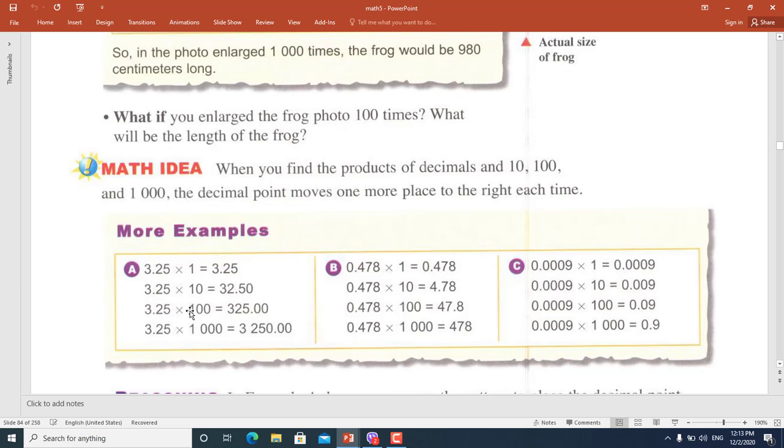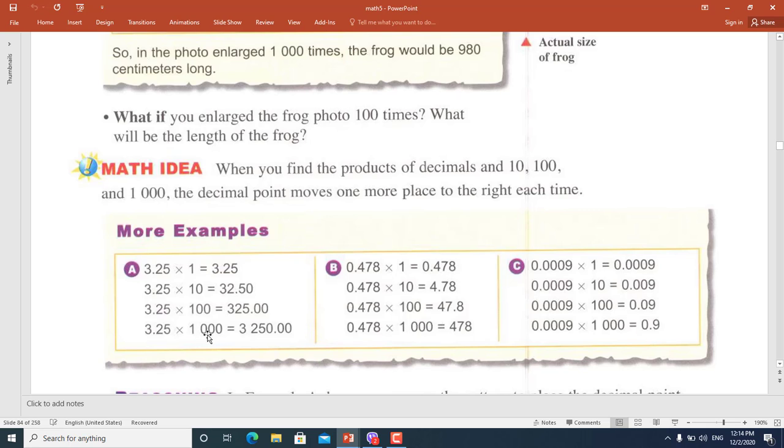3.25 times 100. From 100 we have two zeros. So we move this decimal point two places. 1, 2. We put it after 5. We get 325.